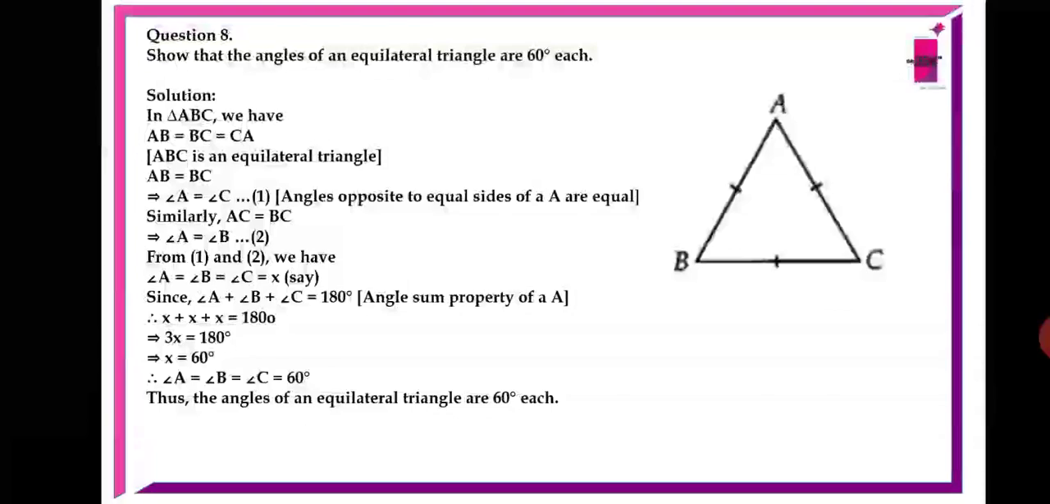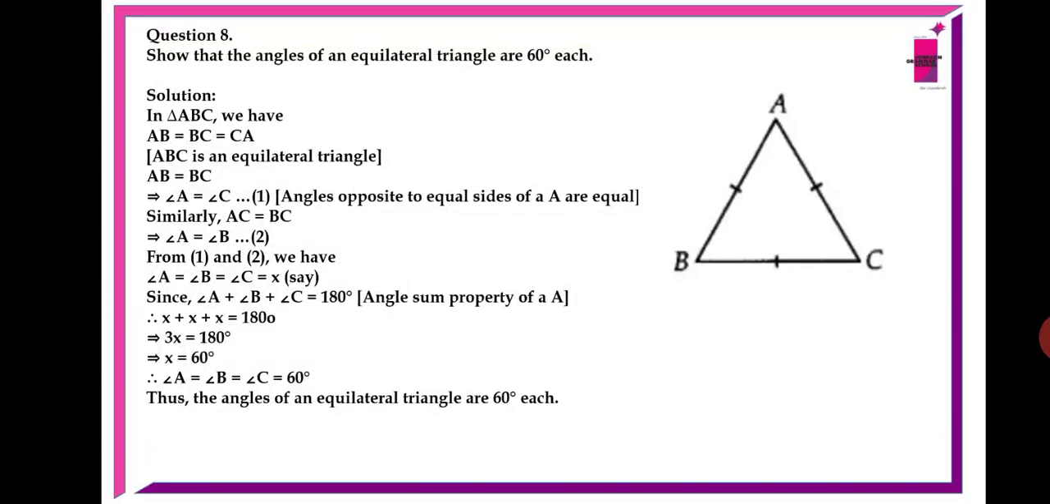In triangle ABC we have AB equals BC equals CA. ABC is an equilateral triangle. This is given data. So if AB equals AC, then angle A equals angle C, angles opposite to equal sides of a triangle are equal. Similarly, AC equals BC, so angle A equals angle B. So from equations 1 and 2, we can say that angle A equals angle B equals angle C equals x. Just assume that it is x.